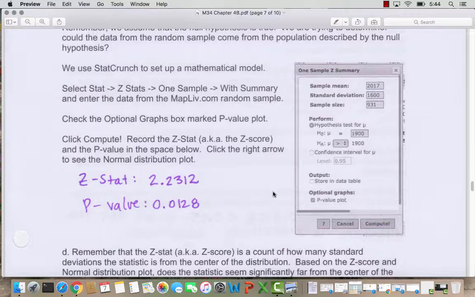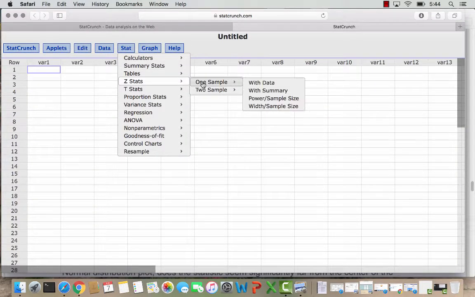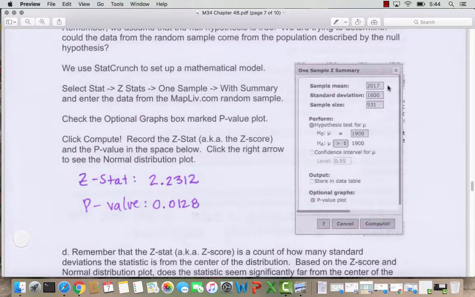So now we're going to go in StatCrunch and let StatCrunch do a z-score calculation and plot out the p-value for us. So this is one sample we're looking at. Since we know the population standard deviation, that sigma is 1600, we're going to use what we call z-stats because we're using a normal model. So let's go into StatCrunch. And I'm going to go to Stat, z-stats, one sample, and then with summary. With data would be if we had a whole data file here with an entry for each apartment. So our sample mean is 2017.